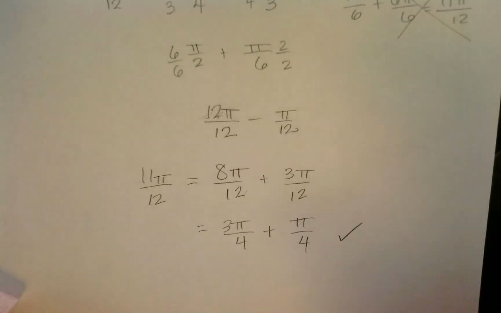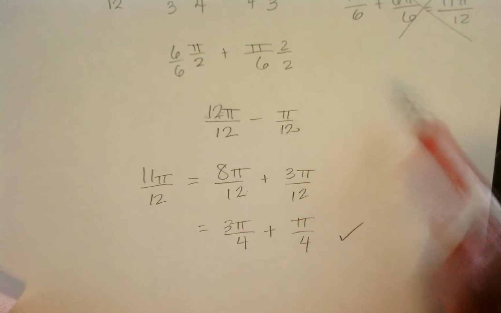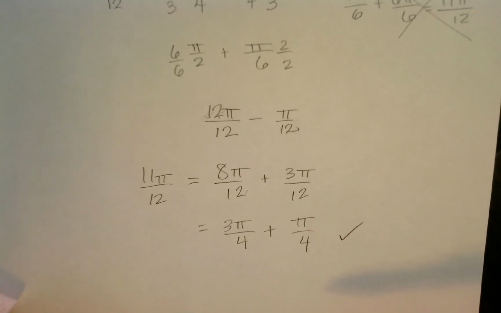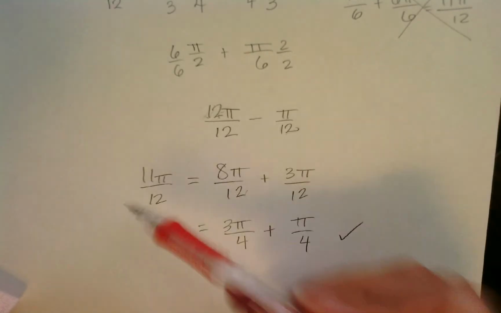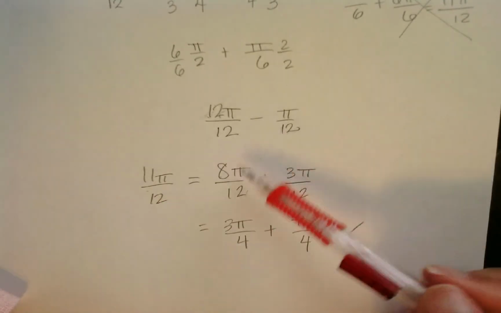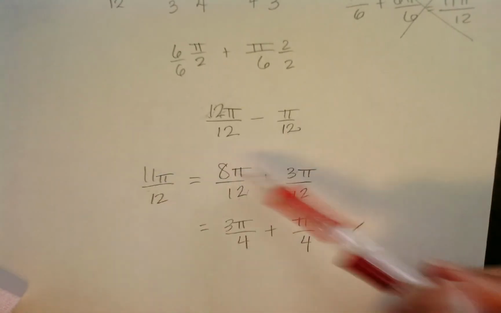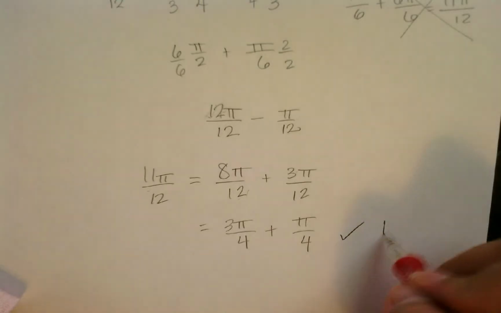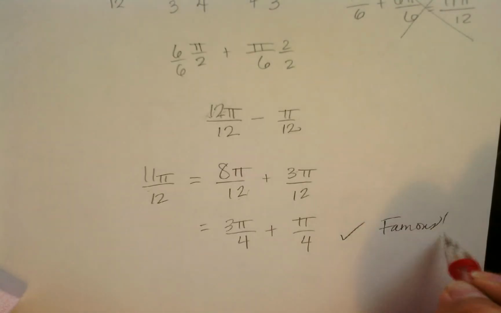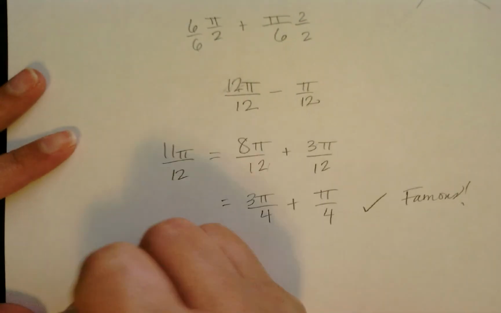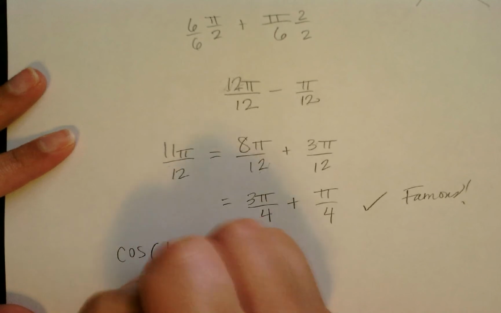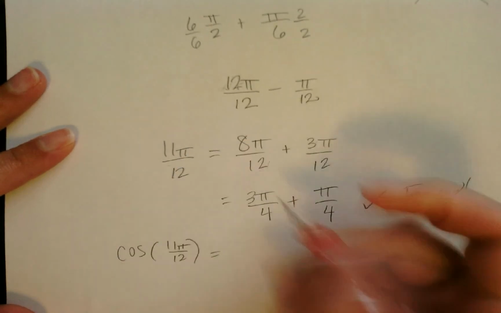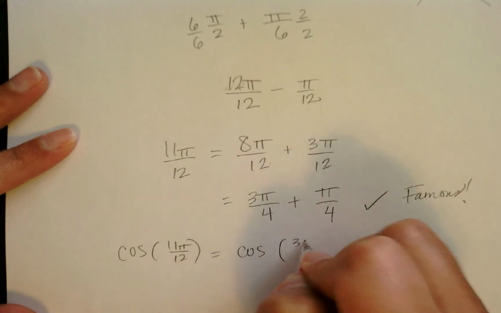Okay? Sometimes it's easy, sometimes it's hard, sometimes you got to be a little slick. Okay, but you see all my tries and my thought process. So it was a good thing I didn't know how to do this right away. It's gonna come with practice. This is the knowing part. So again, 8 12s plus 3 12s is 11 12s. But when you simplify these guys, they simplify to famous guys. Okay, so cosine of 11 pi over 12 is really equal to cosine of 3 pi over 4.